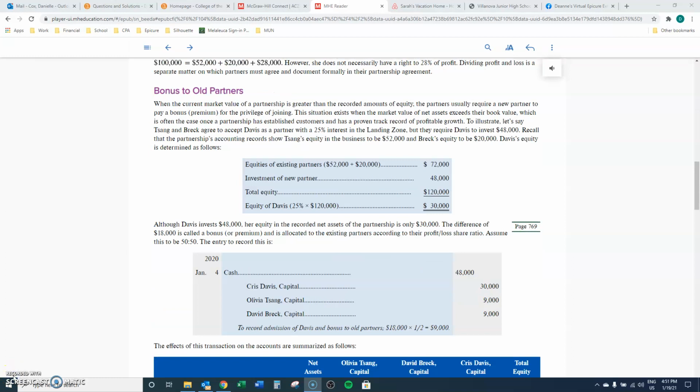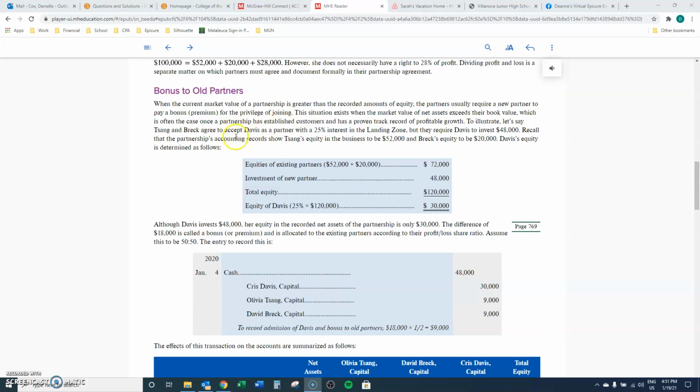Okay, so next we look at the section on bonus to old partners. When the current market value of a partnership is greater than the recorded amounts of equity, the partners usually require a new partner to pay a bonus or premium for the privilege of joining. That exists when the market value of net assets exceeds their book value, which is often the case once the partnership is established and has customers and a proven track record.